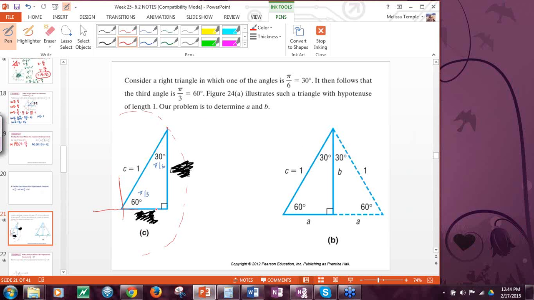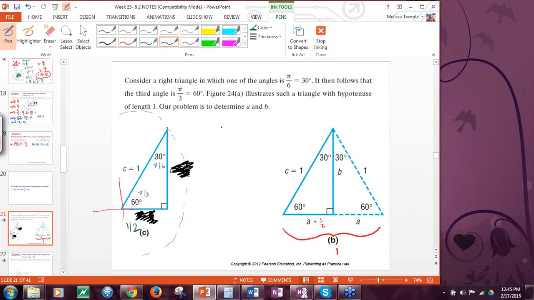Now, in order to figure out my sides, A and B, what they did is they doubled the triangle. So they just doubled this triangle, and now my left and my right side are both 1, and this is an equilateral triangle now, which means that this length here is also 1. So then A is half of 1, or 1/2. So now I know that my side length A, or this length down here, is a length of 1/2. So C is 1, A is 1/2. I need to find B.